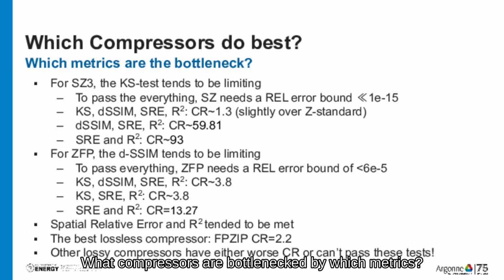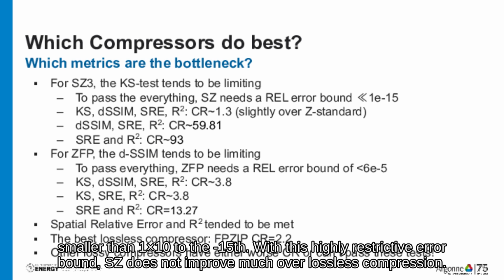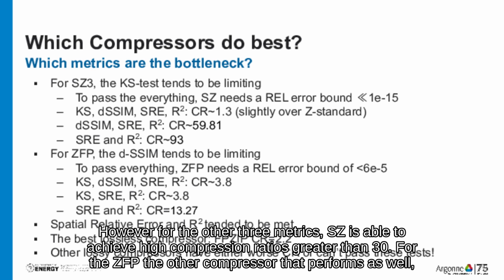So what compressors are bottlenecked by which metrics? For SZ, the KS test tends to be the limiting factor. In order to pass this test, it needs a value-range-relative error bound which is smaller than 1×10^-15. With this highly restrictive error bound, SZ does not improve much over lossless compression. However, for the three other metrics, SZ is able to achieve high compression ratios greater than 30.